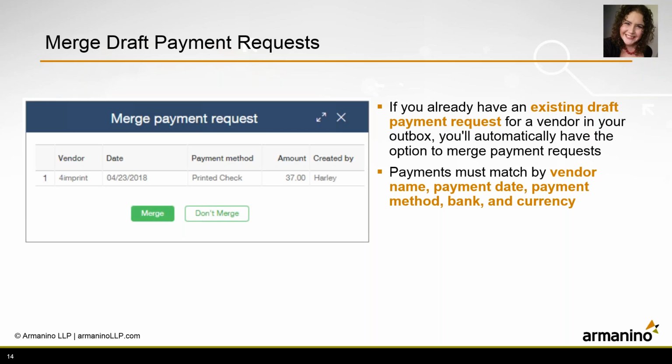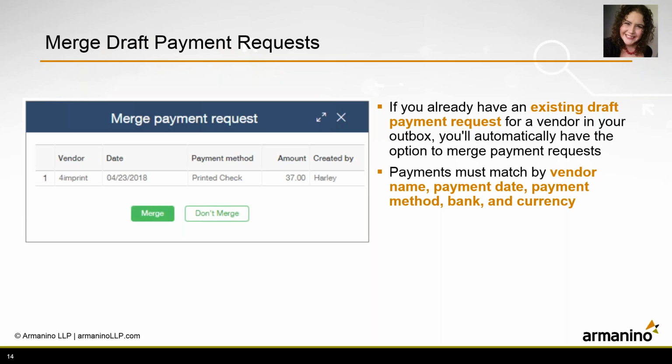So if you already have a draft payment request sitting in your outbox, you'll get this pop up that you're seeing on the screen here. So it'll know that you've already selected a vendor that matches by the vendor name, the payment date, the payment method, the bank, and the currency. So Intacct will check for that. It'll see that it matches, and then it'll give you the option. Do you want to merge this payment request with the one that's already in there and cut 1 check? Or do you want to have it cut 2 checks? You select merge or don't merge, and then it'll add it to your outbox appropriately.